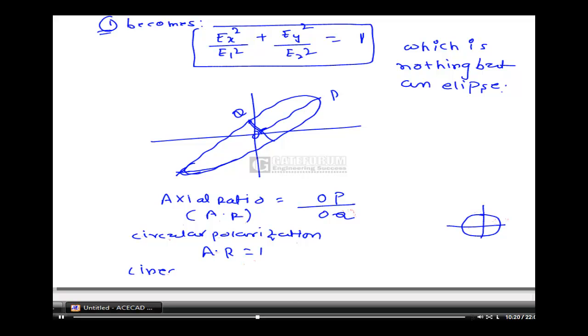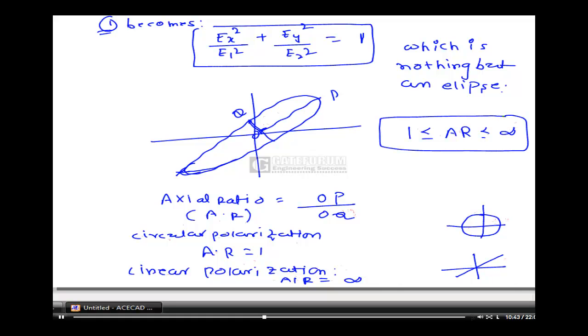Similarly, for linear polarization means like this. Minor axis is equal to 0. Minor axis is equal to 0 means what is axial ratio? Axial ratio is equal to infinity. For elliptical polarization, there is a finite value of axial ratio. Therefore, 1 less than or equal to axial ratio less than or equal to infinity. This is the range of axial ratio.